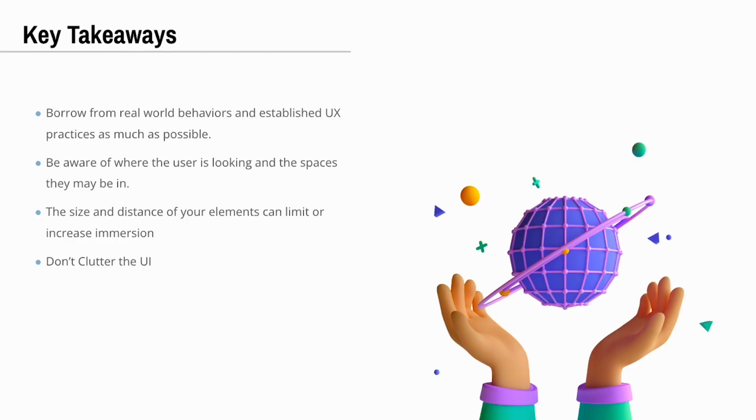So key takeaways. Borrow from the real world and establish UX practices as much as possible. Be aware of where a user is looking within a space and where they may be. Remember, the size and distance of your elements can limit or increase immersion. And lastly, but not least, and this is probably the last time you hear me say that, do not clutter the UI.